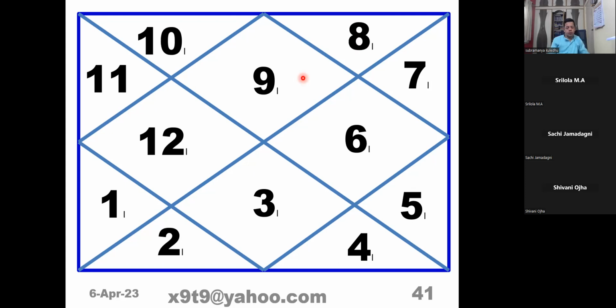You are able to follow? Yes. So what we have to do is, you can convert from South Indian style to North Indian style.